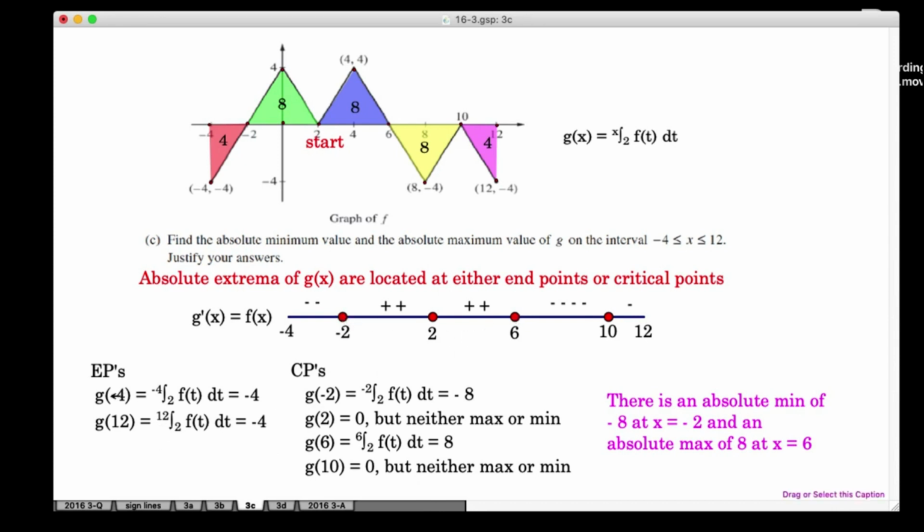And these are the endpoints, g of -4 and g of 12. Now, how do we get these? Well, here's what they gave us. They gave us g of x equal to the definite integral from 2 to x of f of t dt. So if we want g of -4, we plug -4 in for x. So that means it's the integral from 2 to -4. Now, you've got to be very careful.